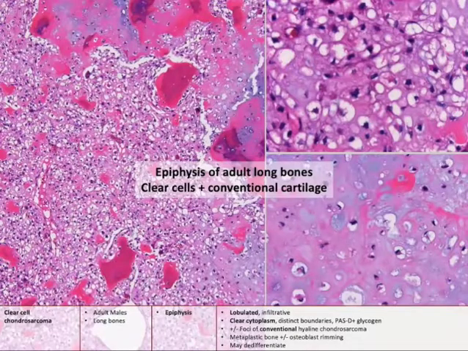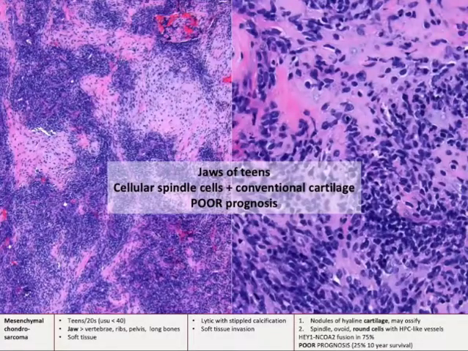Clear cell chondrosarc tends to occur in the epiphysis of the adults in long bones, which is basically islands of some kind of obvious cartilaginous differentiation next to these clear cells that you might otherwise think about, RCC or some other clear cell neoplasm. Versus mesenchymal chondrosarc, which is when you think mesenchymal, think highly cellular spindle cell. So again, highly cellular spindle cell interposed with some more obvious hyalinoid or myxoid cartilage. This tends to be in the jaws of younger teens. Very, very, very poor prognosis. Fusion is listed here, which is HEY1-NCOA2, so that can be helpful for diagnosis of these odd, rare things.